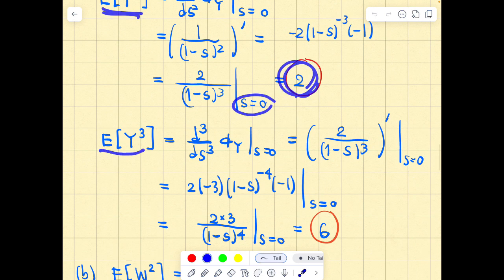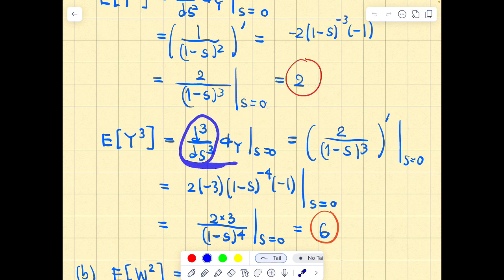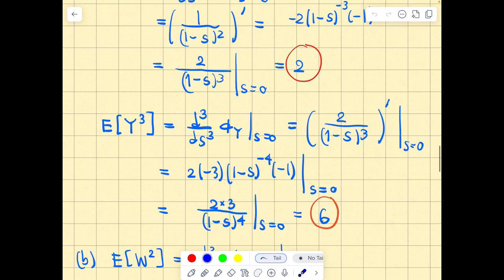The third moment, we use the same principle, but now it's going to be the third order derivative with respect to s. So we differentiate one more time. This is the second order derivative. Differentiate one more time, we get the third order derivative, which is 6 divided by (1 minus s) to the power of 4. And we plug in s equal to 0. The answer is equal to 6. So the third moment of y is equal to 6.